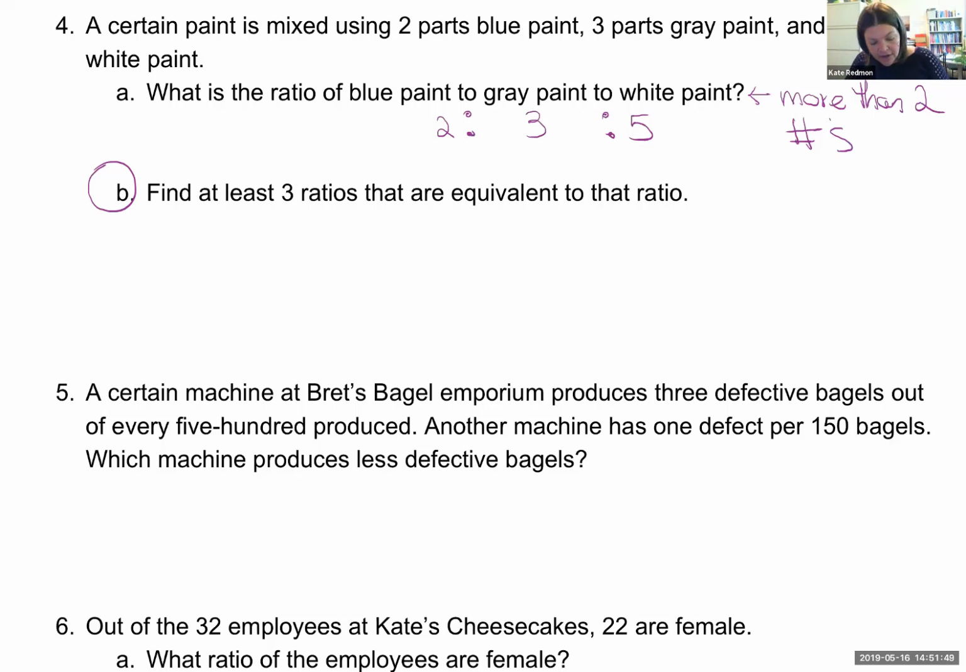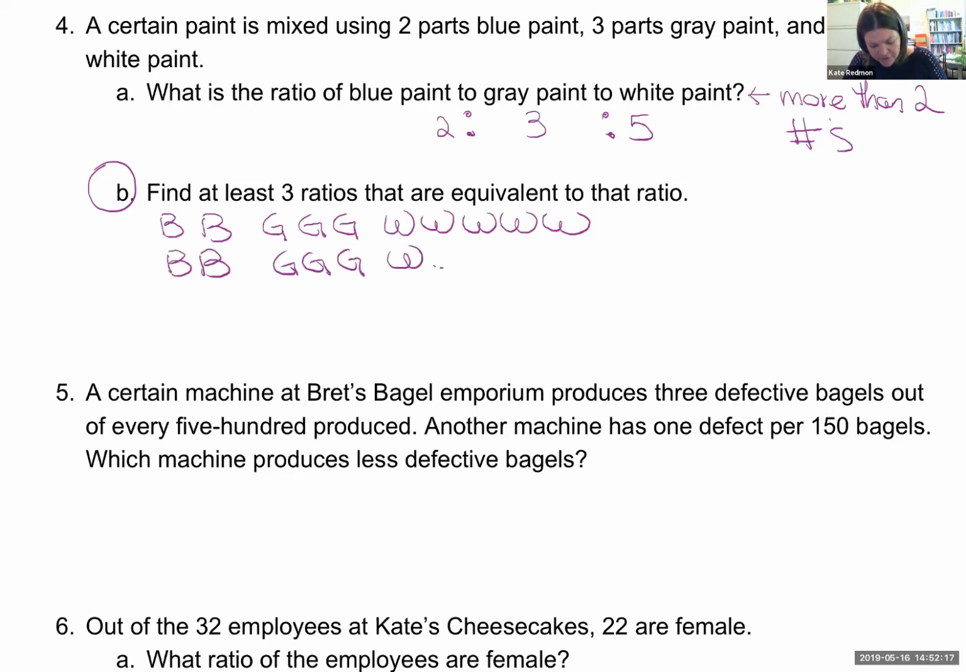So I'm going to do that. Instead of drawing little gallons of paint, since I'm not an artist, I'm going to do 2 Bs for my 2 blues, 3 grays, and 5 Ws. So there's kind of a visual representation. And I said, as long as you repeat this relationship, you're just going to keep coming up with equivalent relationships, as long as it's the same ratio. So I would just repeat this strip again.